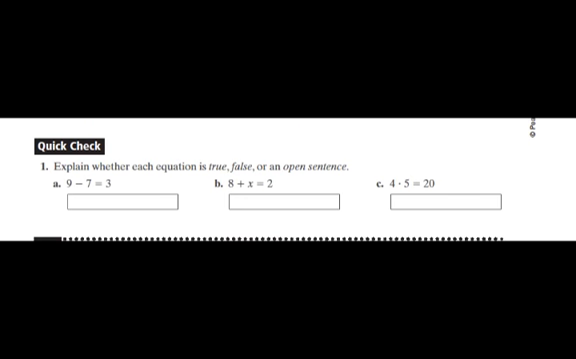Try the quick check on your own. Pause the video, try them, then start the video again to check your work. Number 1 is false because 9 minus 7 does not equal 3. Letter B is an open sentence because it contains a variable. And letter C is true because 4 times 5 is 20.